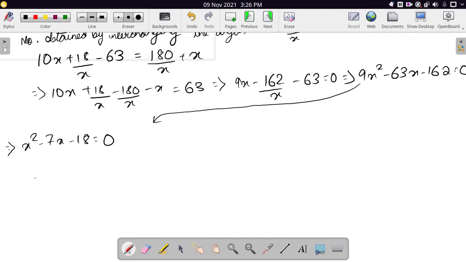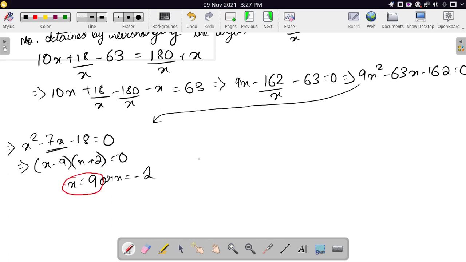Now we need to just factorize the middle term. If you factorize, you will see that it's 9 and 2, minus 9 plus 2. We have to write minus 7x as minus 9x plus 2x. So it will come out to be (x minus 9)(x plus 2) is equal to 0, x is equal to 9, or x is equal to minus 2. A digit can never be negative. We know that a digit can never be negative, so here we will consider x equal to 9.